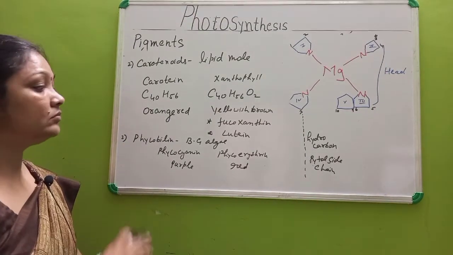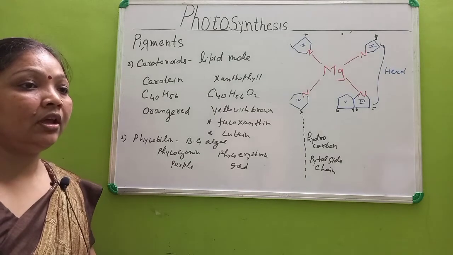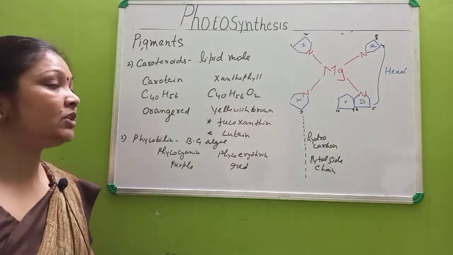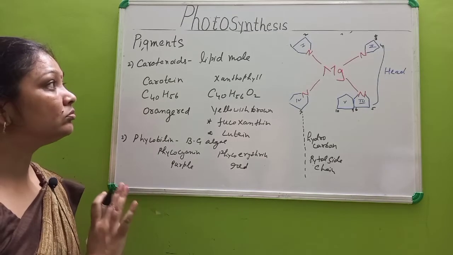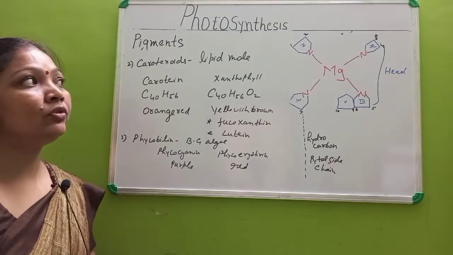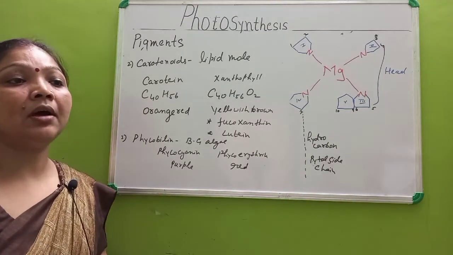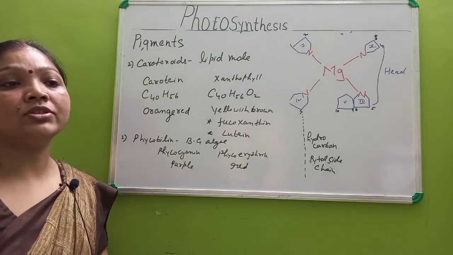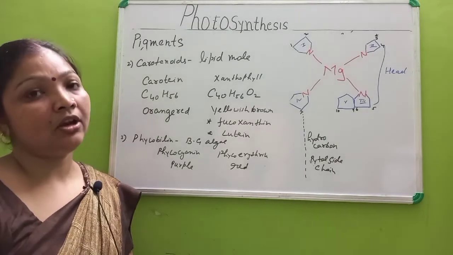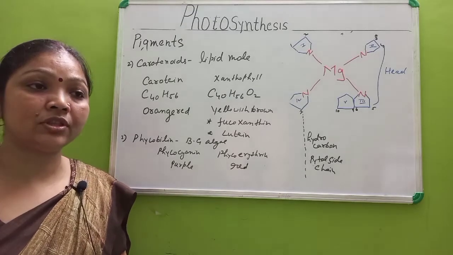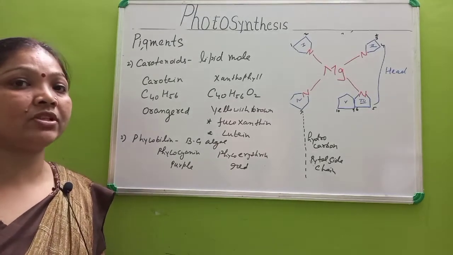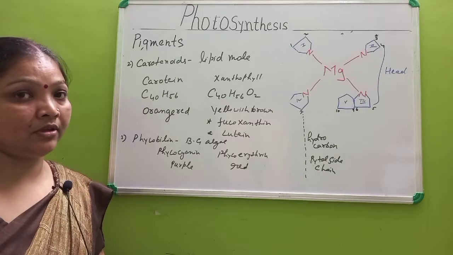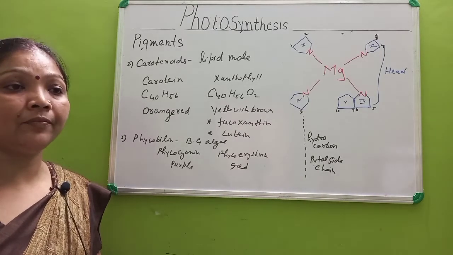So these are the pigments. Out of these, chlorophyll A is the most important chlorophyll because it is the reaction center for photosynthesis; all reactions will start in the presence of chlorophyll A.